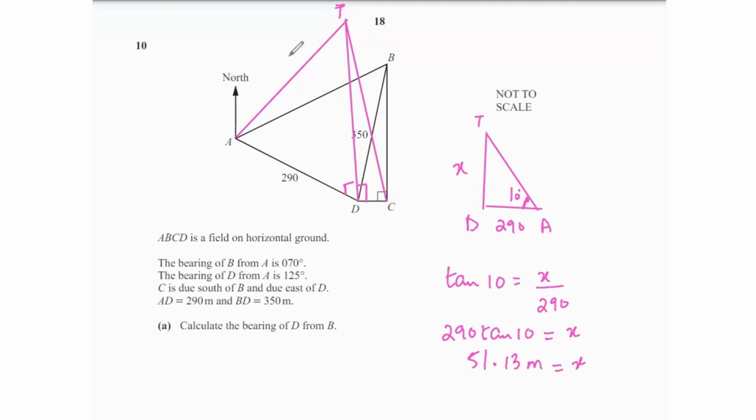Now, if you look at the other triangle, which is TDC, let's draw that over here. TD is now found as 51.13. DC, we don't know. We don't know any of the angles, but we need to find this angle basically. So let's start with finding DC from the triangle BDC, because without that, we cannot really find the angle of elevation from C.